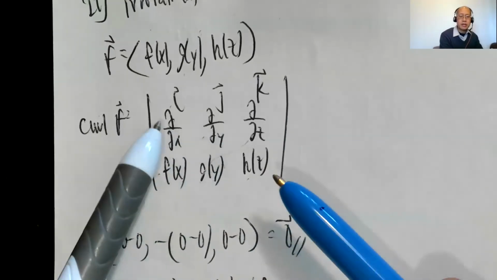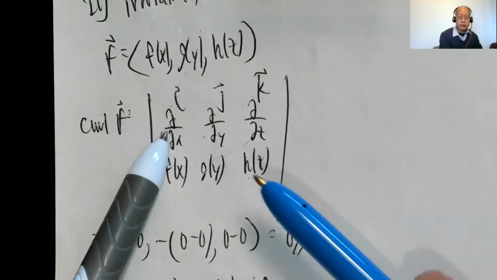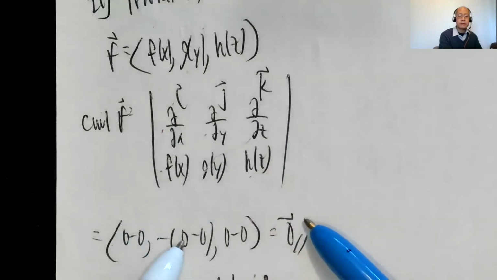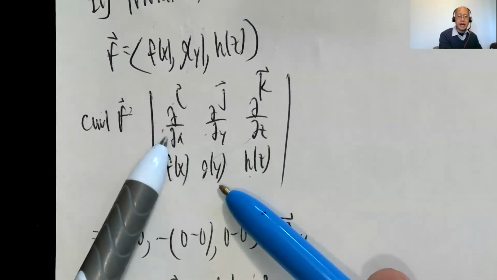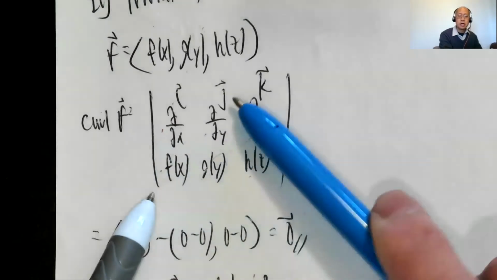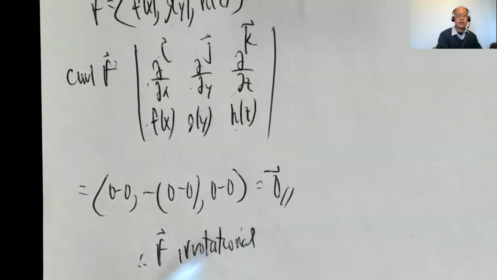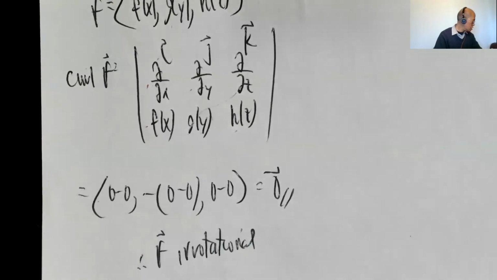J component is the opposite of that. Partial with respect to x, there is no x. Minus the partial with respect to z, there is no z, so that's 0. And the k component is that. Partial with respect to x, there is no x. Partial with respect to y, there is no y, so 0. So you get the 0 vector. So therefore, f is irrotational. All right. So that was section 16.5 on curl and divergence.